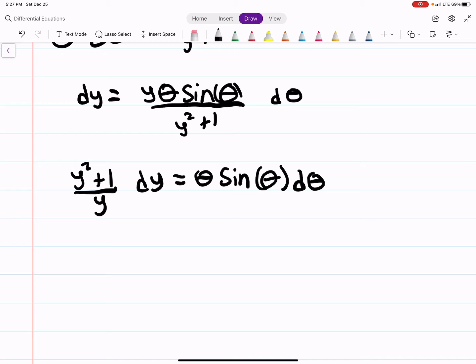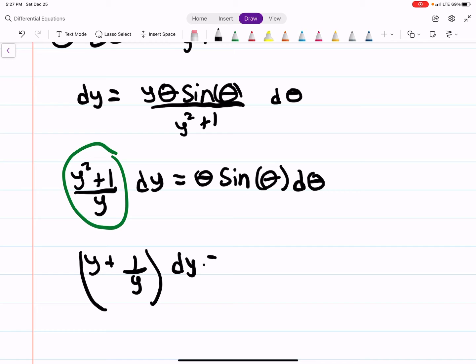And this is, of course, equal to, if you divide out by the y's over here, that'll just be y plus 1 over y dy equals theta sine theta d theta. Okay.